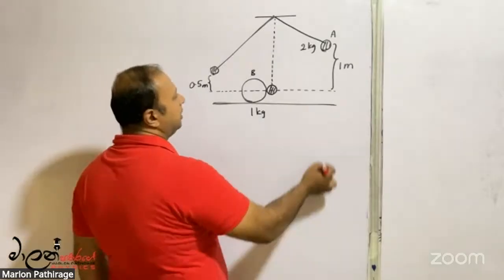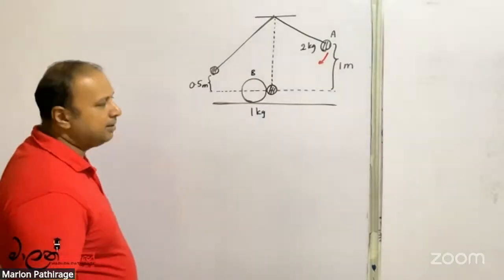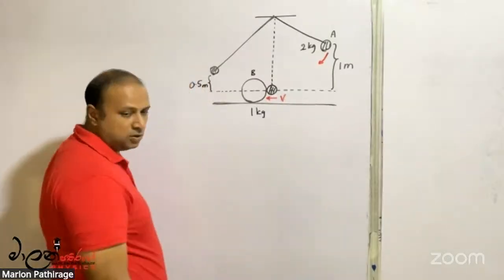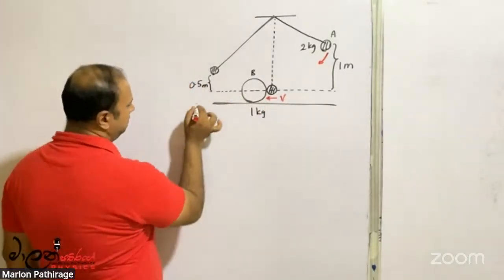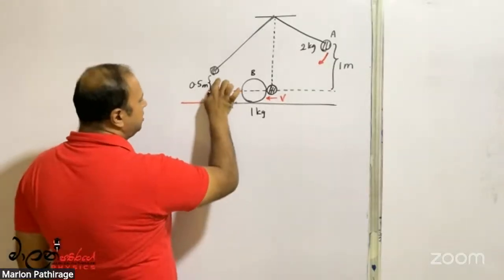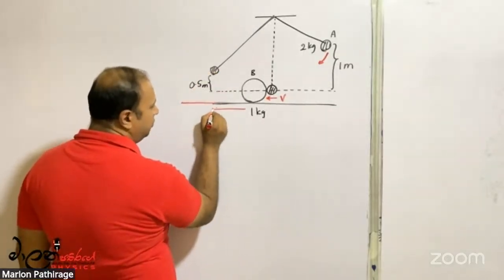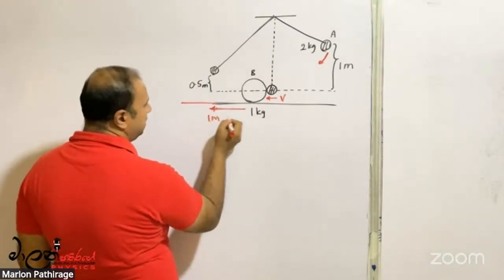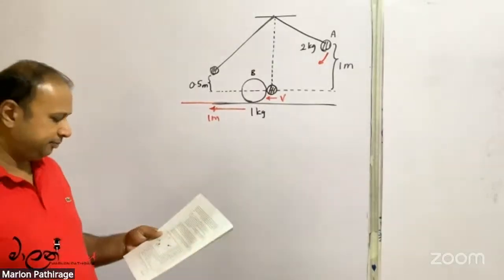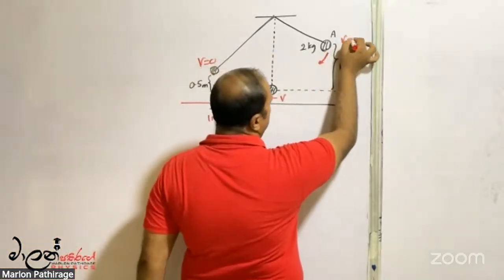Now, this mass is released from this position and comes to this position at a certain speed, and collides with this object. Then, after the collision, this mass rises up to 0.5 meter and this object moves 1 meter along this rough horizontal surface. So at this position, v is equal to 0. Here also, v is equal to 0.